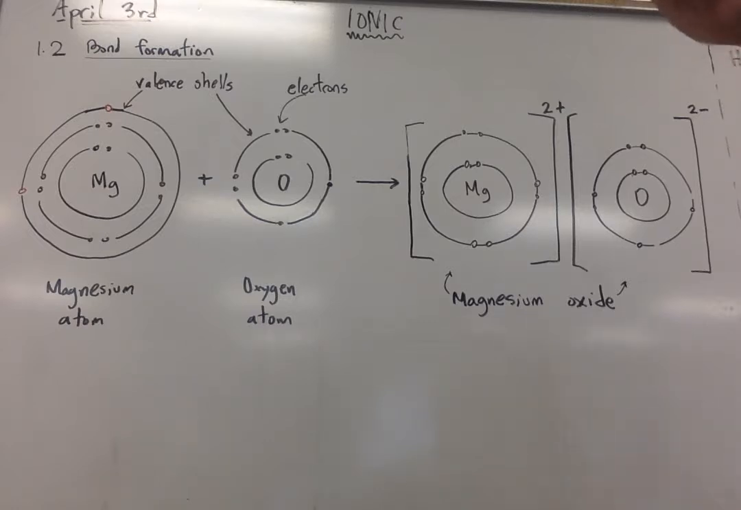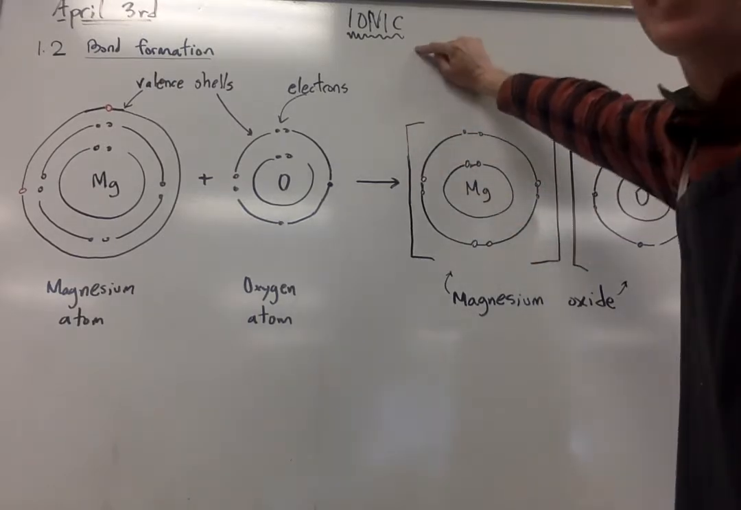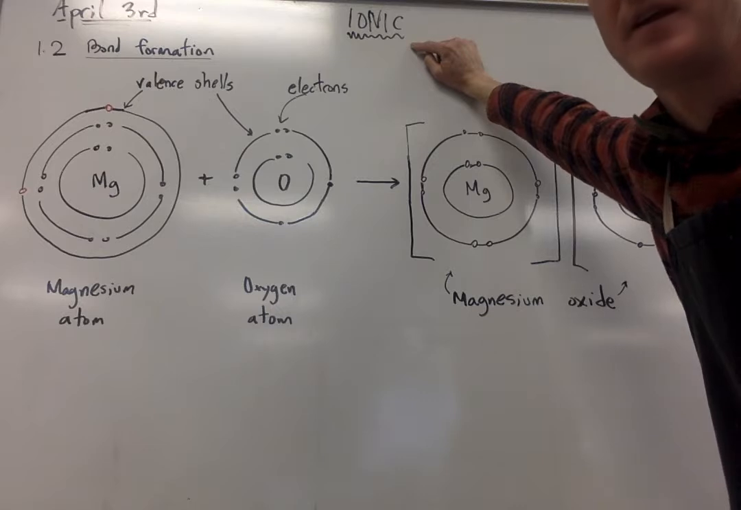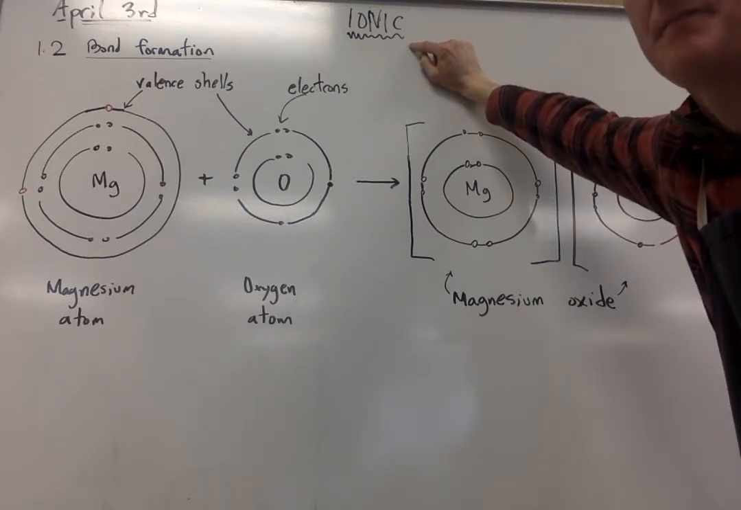Chemical reactions involve electrons being shared or electrons being given away or taken. They all involve the valence electrons. So the valence electrons are super important when it comes to chemical reactions. Here we're making an ionic substance. So electrons are going to be given by one atom, taken by another.